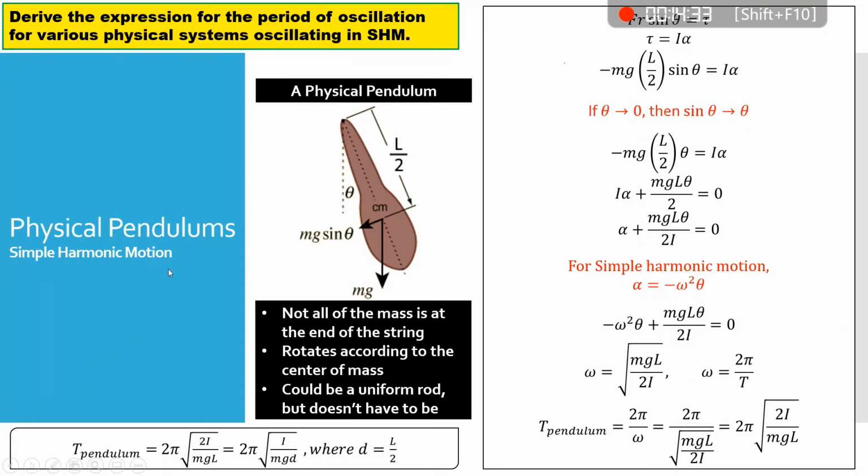Okay, we can also have a physical pendulum. Physical pendulums are a little bit trickier. It means not all of the mass is at the end of the string. They could be in any form. I think everything we've seen so far has been a uniform rod. It could be something crazy like this, where we'd have to find the center of mass ourselves first. The key to a physical pendulum is that they rotate according to the center of mass. Okay, other than that, we're pretty much the same.